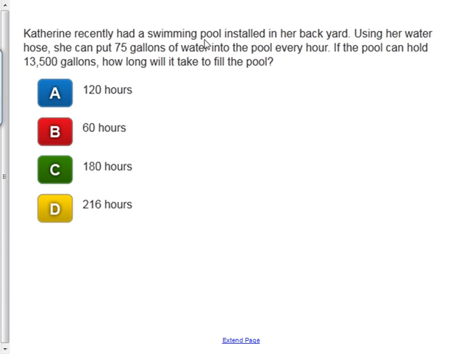Catherine recently had a swimming pool installed in her backyard. Using her water hose, she can put 75 gallons of water into the pool every hour. So again, kind of keeping an eye on those key things here. So 75 gallons per 1 hour. If the pool can hold 13,500 gallons, how long will it take to fill the pool?